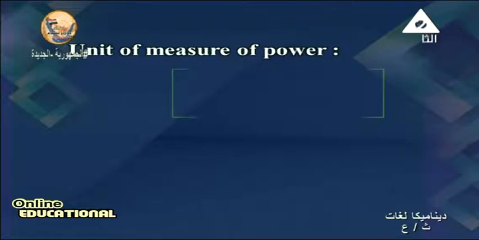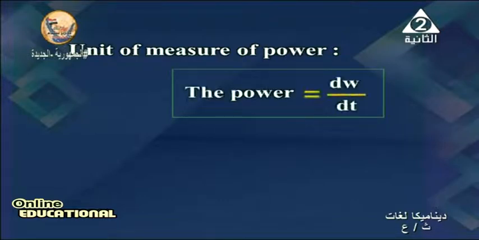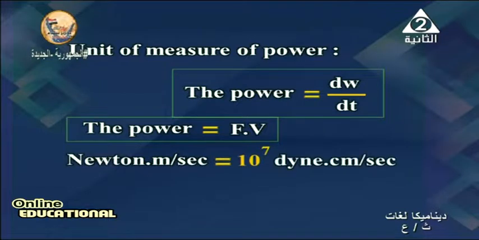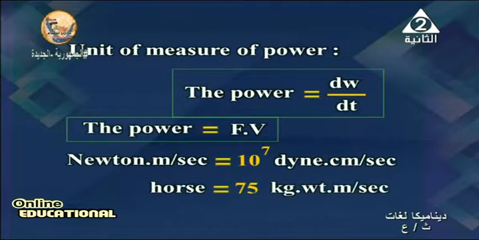Now, unit of measure of power. The power equals dW/dt, or the power equals Fv. We can use Newton for force and meter per second for velocity, or dyne for force and centimeter per second for velocity. Then Newton meter per second equals 10 power 7 dyne centimeter per second. And horse equals 75 kilogram weight meter per second.